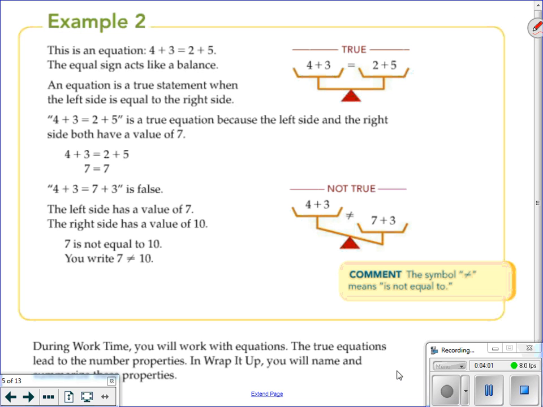starting right here, okay, this one is an example of a false equation. 4 plus 3 equals 7 plus 3. Because if you take 4 plus 3, you're going to get 7. If you take 7 plus 3, you're going to get 10. Well, 7 does not equal 10, so that's a false equation. So as you can see, to show that 7 is not equal to 10, they put a slash through the equal sign. When there's a slash through the equal sign, that means that it's not equal. Okay, so we're going to work with equations that lead us to these number properties.